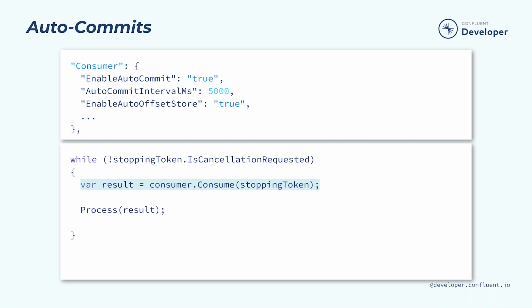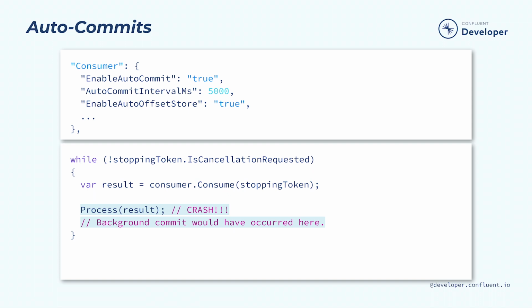Here we see a basic consumer loop. When we call consume, the offset for the current message is stored in memory. A background thread periodically commits the most recently stored offset to Kafka according to the auto-commit interval. If our application crashes before we commit the offsets, then we'll see the messages again once we recover. In this scenario, we see all of the messages, but we get duplicates.